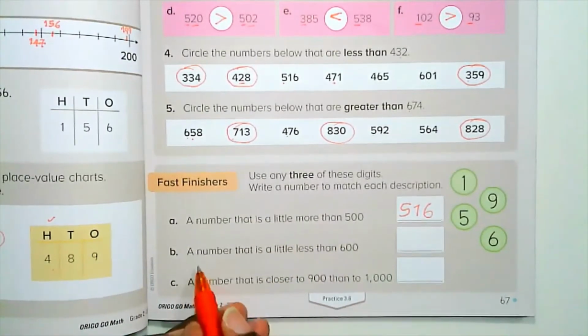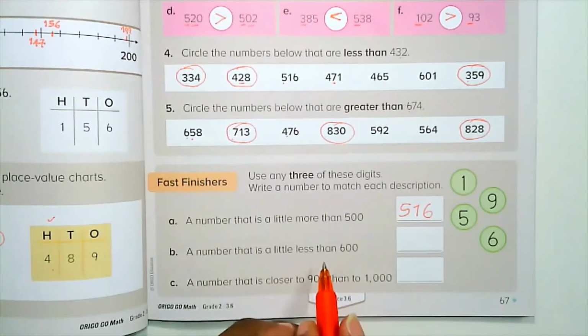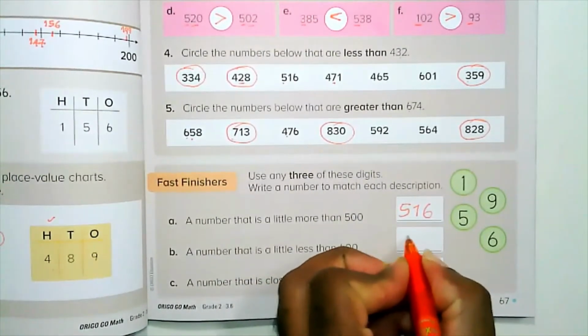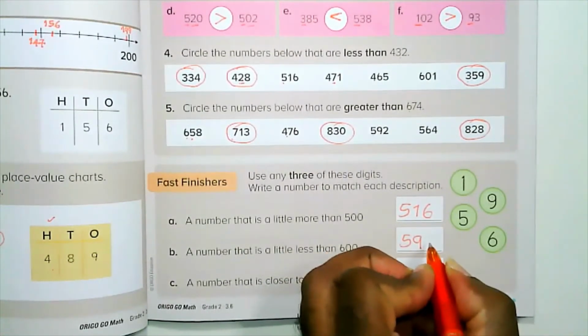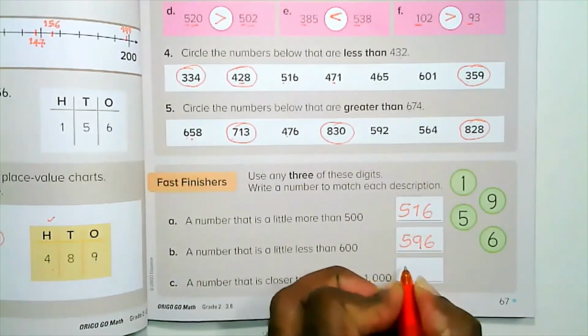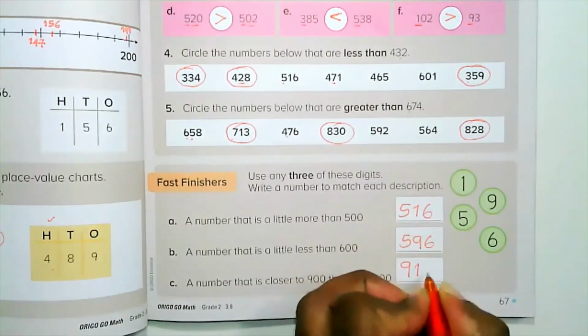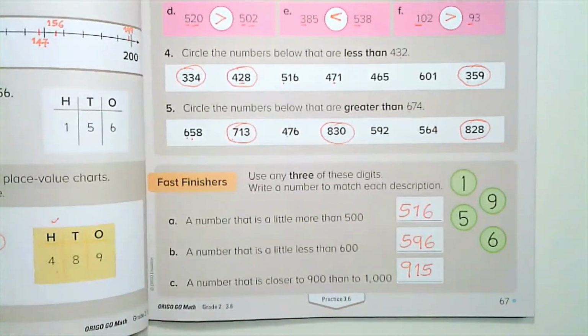Now part B, a number that is a little less than 600, a little less. So we have 596, a little less. Now part C, a number that is closer to 900 than to 1000. Closer to 900 than 1000 will be 915. Now let's go on to practice 3.6.